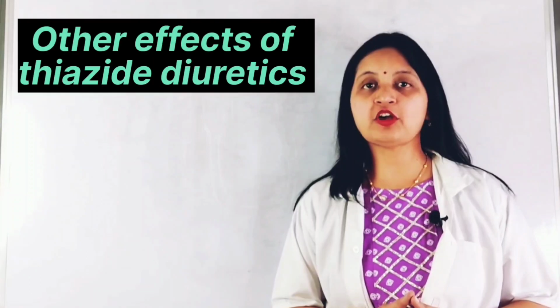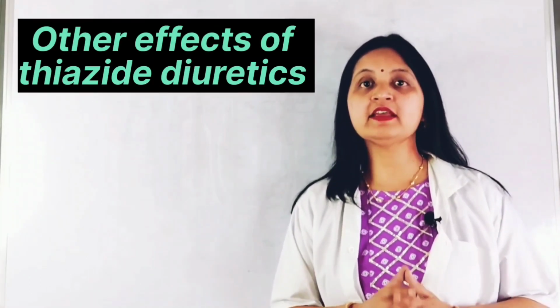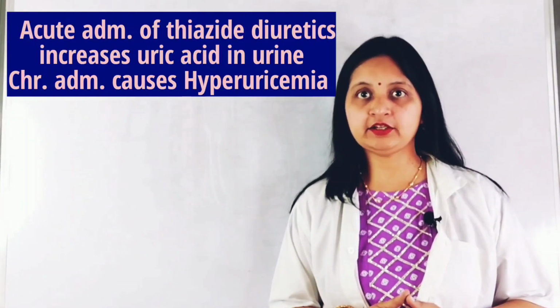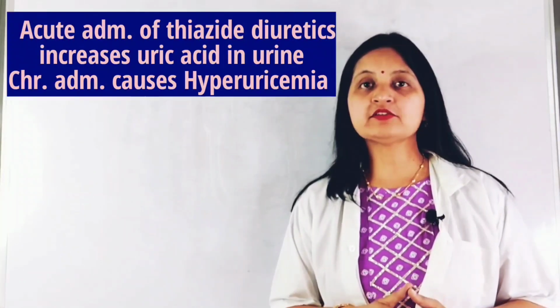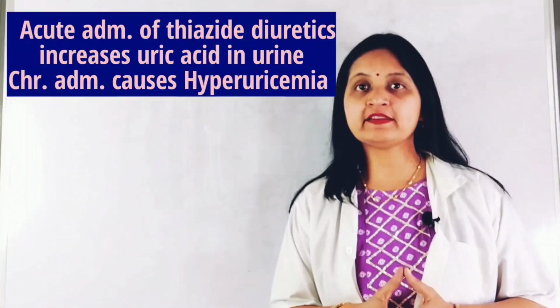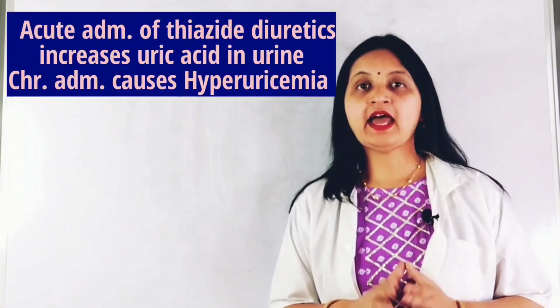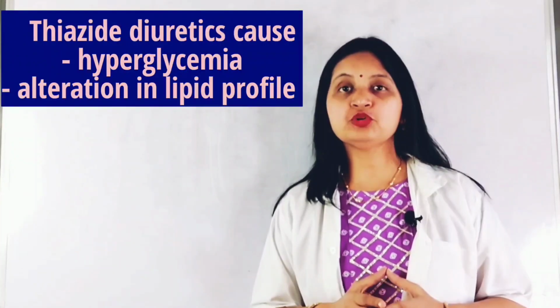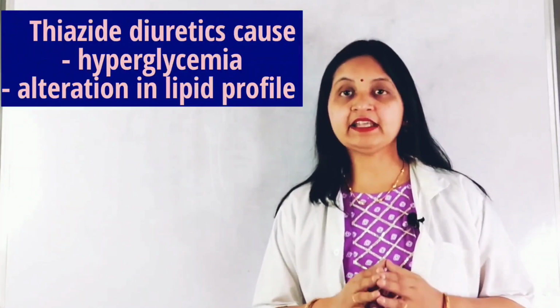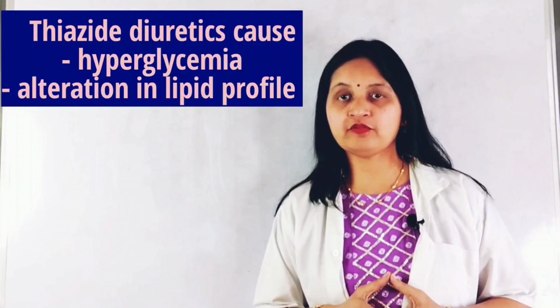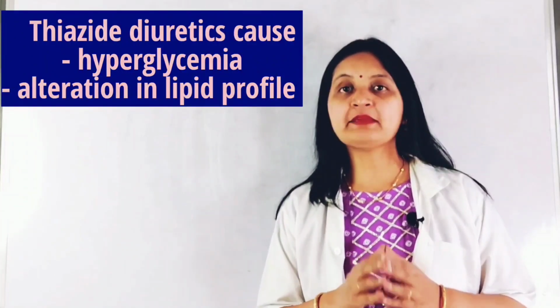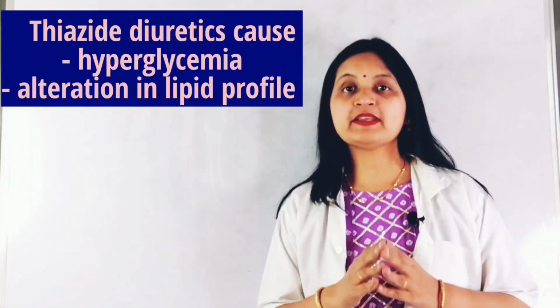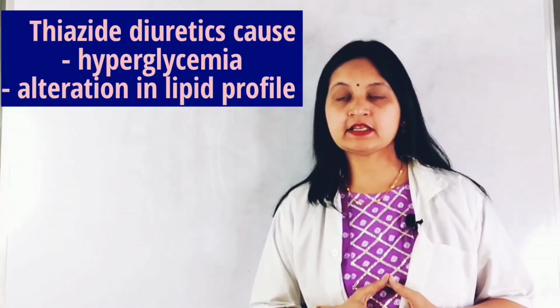The acute administration of thiazide diuretics causes increased excretion of uric acid in the tubules, while chronic administration causes accumulation of uric acid causing hyperuricemia, and this action is similar to that of loop diuretics. The thiazide diuretics can cause hyperglycemia and impaired glucose tolerance. This is due to inhibition of insulin release and decreased peripheral utilization of glucose. So this can cause hyperglycemia and cause precipitation of diabetes mellitus.